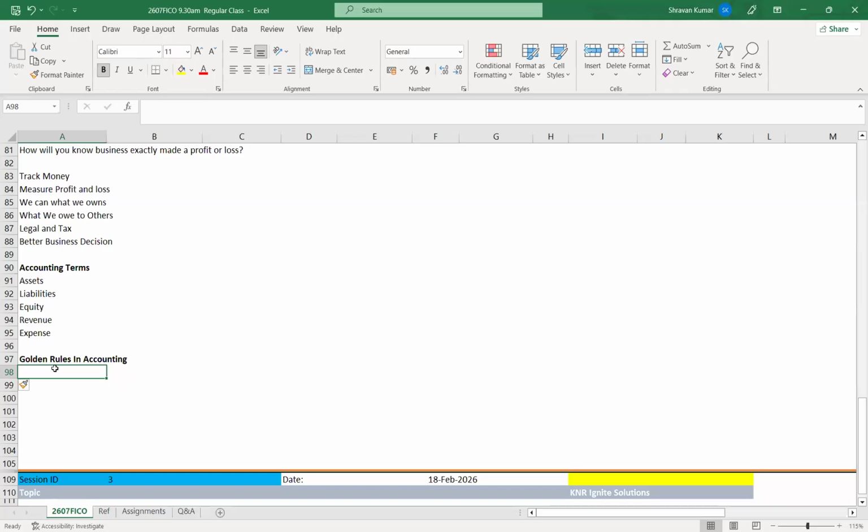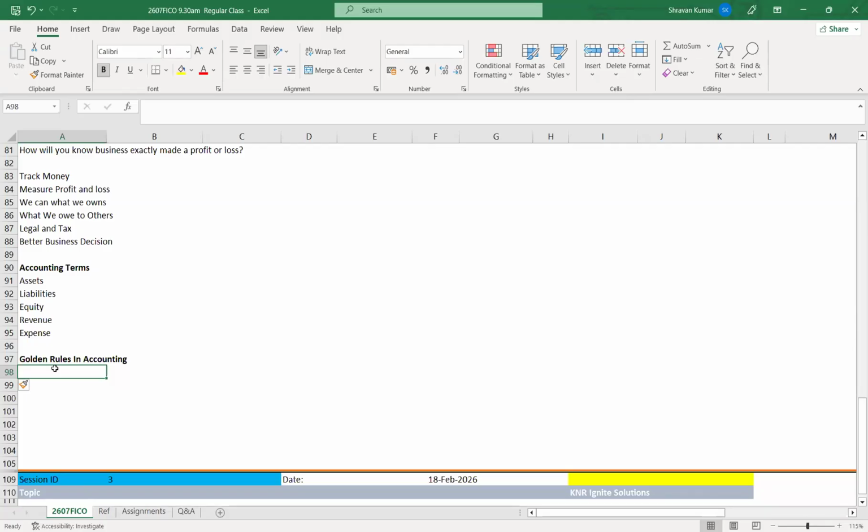Okay, I am considering debit the receiver, credit the giver. That is one of the golden rules. The real account, personal account, and nominal account. Correct. Debit what comes in, credit what goes out. That is the real account. Correct.